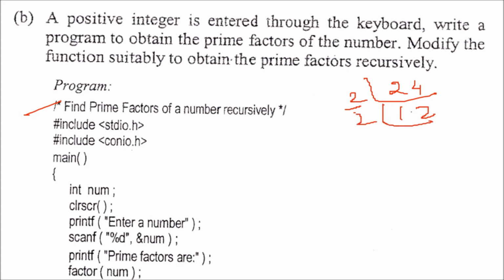Because this is divisible by 2, we again divide. 2 6s are 12. 2 3s are 6. But now this is not divisible by 2. So we increment 2. We make 3. And 3 ones are 3. So we stop at 1. So this is the logic.